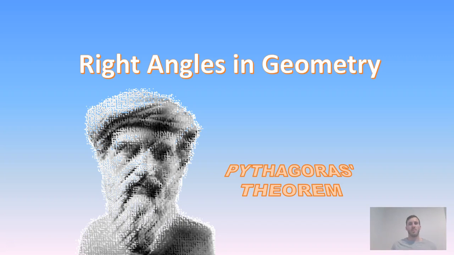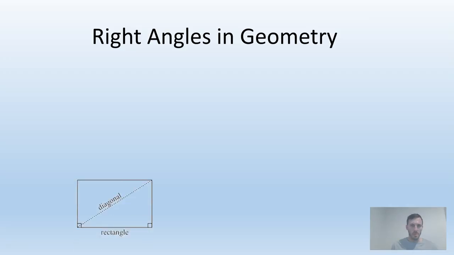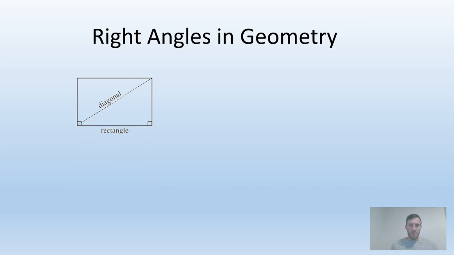There are many geometric figures that we can identify right-angled triangles in. It's important to be able to recognise these so that we can identify when we can use Pythagoras' theorem. A rectangle is a quadrilateral. All four angles are right angles. We can form a right-angled triangle by drawing a diagonal across the rectangle.